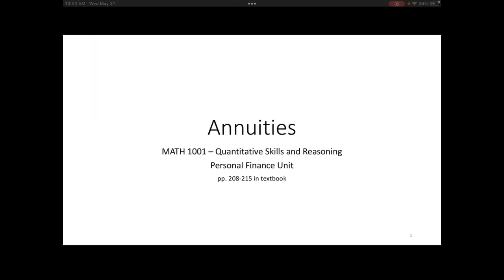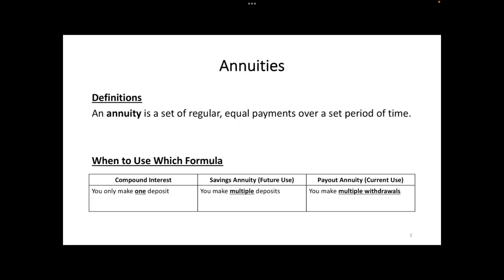All right, today we're studying annuity. Okay, let's look at what is annuity. Annuity is a set of regular equal payments over a set period of time. Okay, it's not just one time, two time, it's regular equal payments over a period of time.